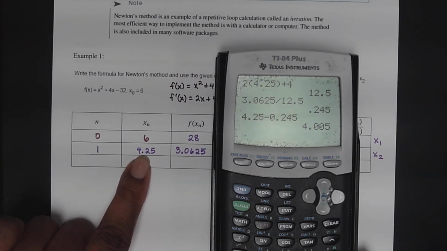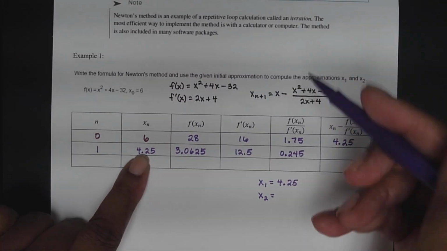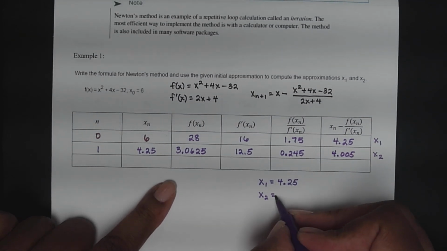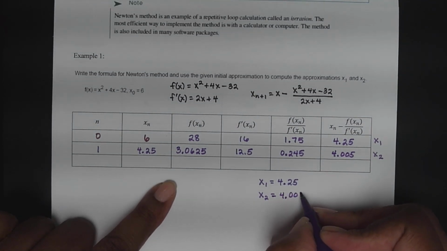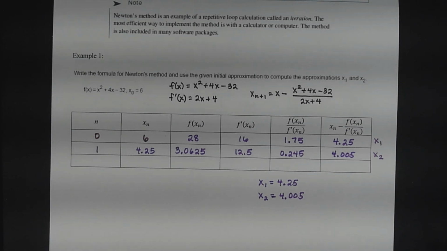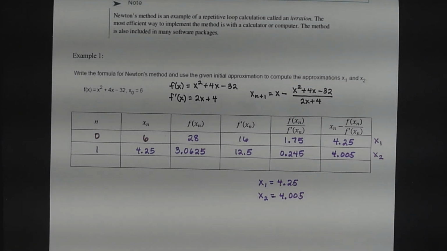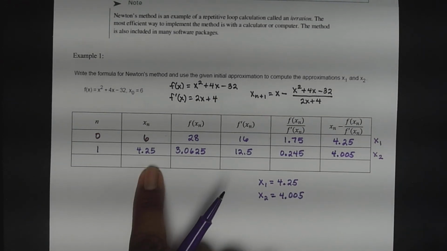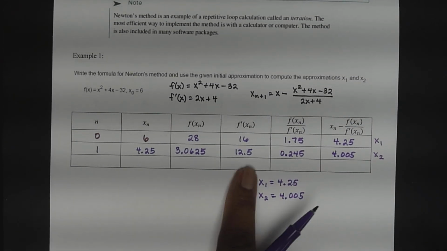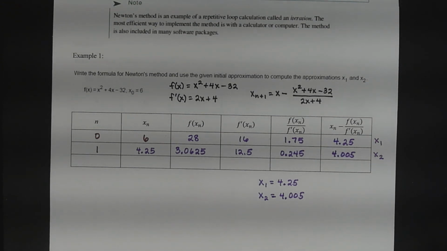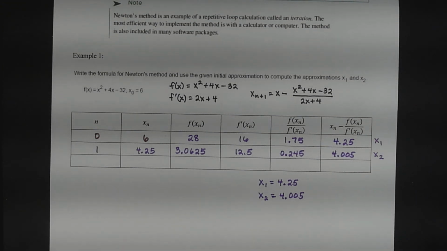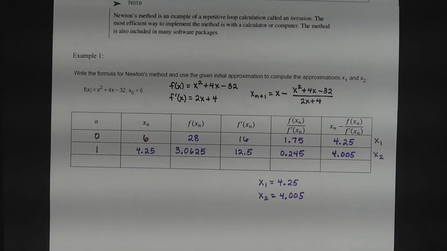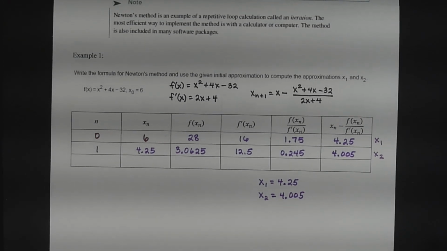I end up with 4.005. So this represents x2. So x2, that value is 4.005. And if I wanted to, I can come up with x3 by making this be x2 and then go through that whole process. But they only want x1 and x2. So these are the approximations for those two. x1 will be 4.25 and x2 will be 4.005. Okay.